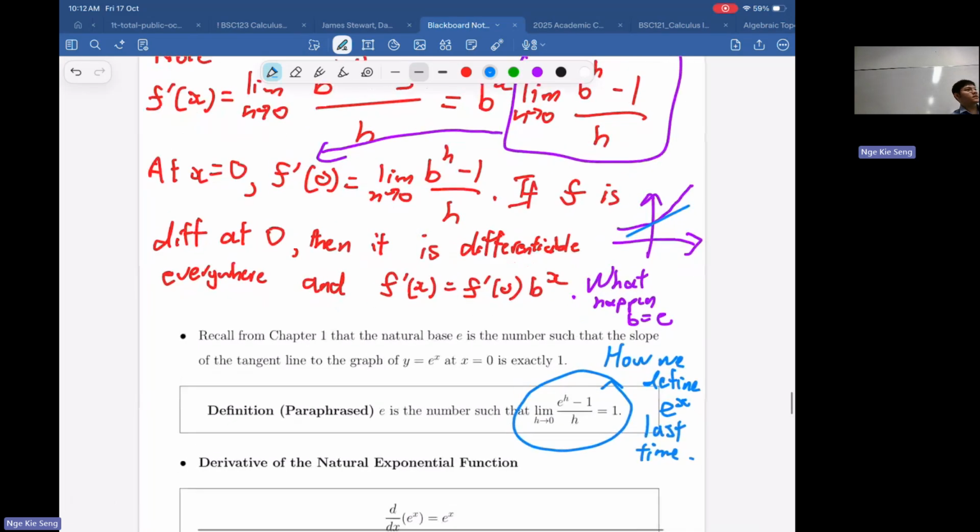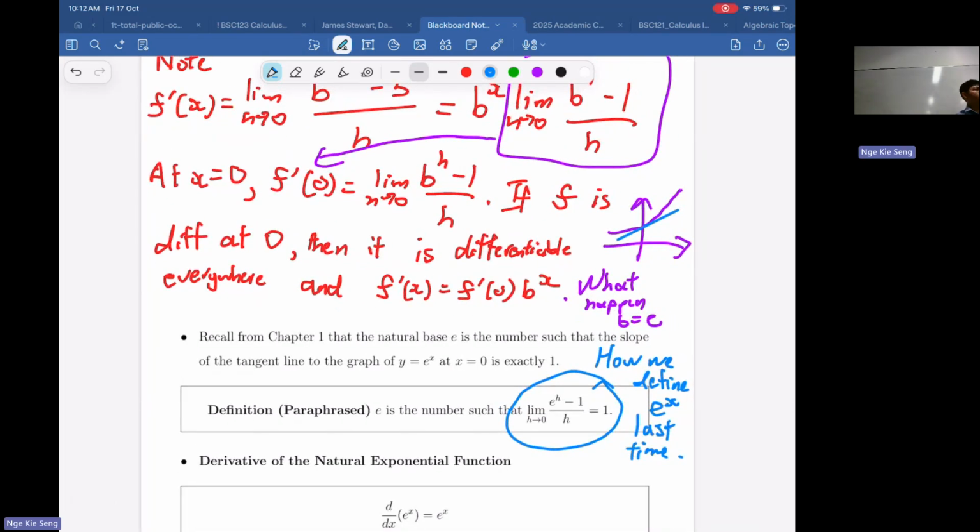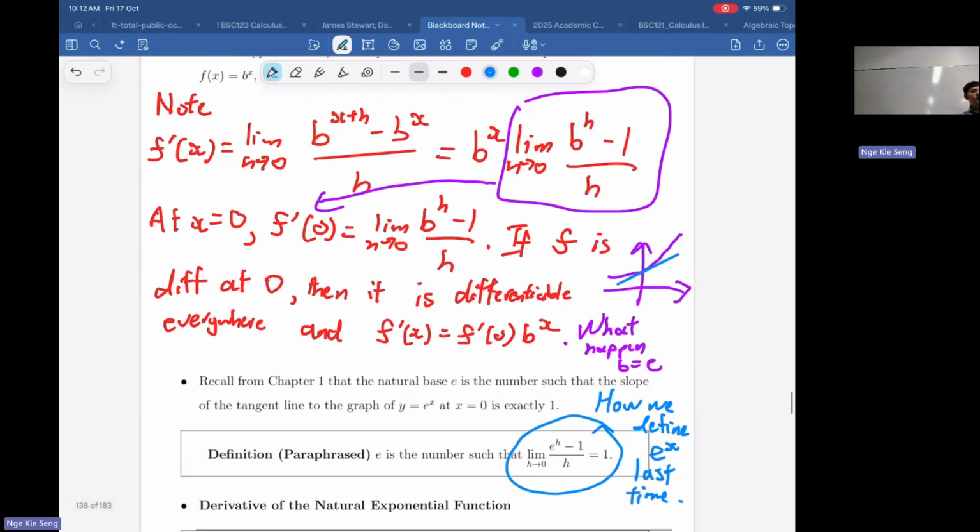Does it make sense? Okay, does it make sense? Okay, for other b, we're not sure yet. But at least for e, we know, based on what we defined last time.